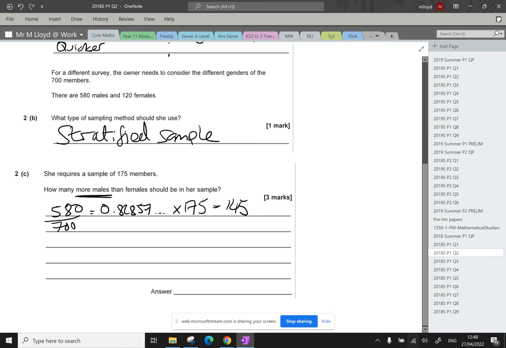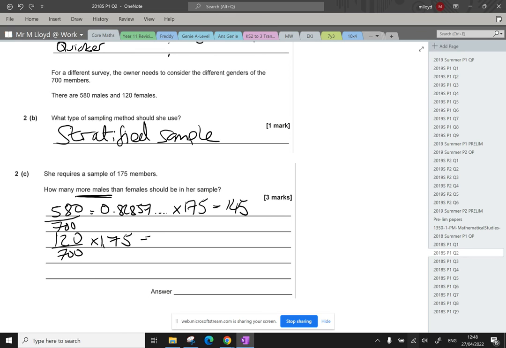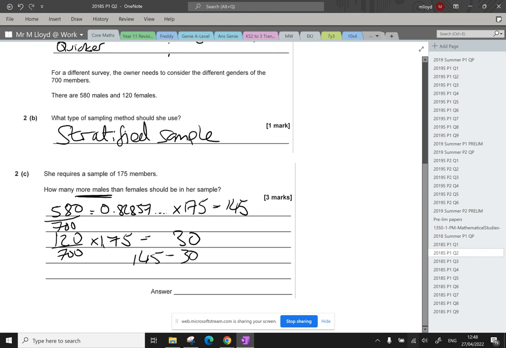So 145 males. We need to do the same process with the females. So 120 over 700. I'm just going to skip ahead a little bit and do the times by 175 as well. So 120 divided by 700 times 175. That gives me 30. And then this is the bit of the question that's important. How many more males? So we need to do 145 subtract 30. I'm not taking any risks. It's going in the calculator. Daughter kept me up last night. Not had a lot of sleep. So 115 is our answer for that one.